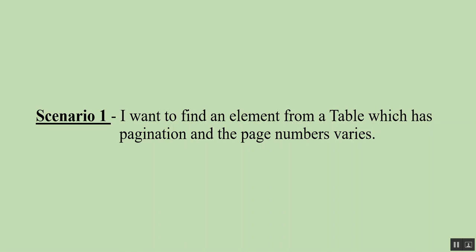So maybe it comes on the first page. What if it doesn't come on the first page? What should I do? And how can I know whether there is only one page? And how can I know whether I have reached the last page? These are the things you have to consider. But my scenario is: I want to find an element from a table which has pagination, and I'm not sure what the total number of pages in the table is.